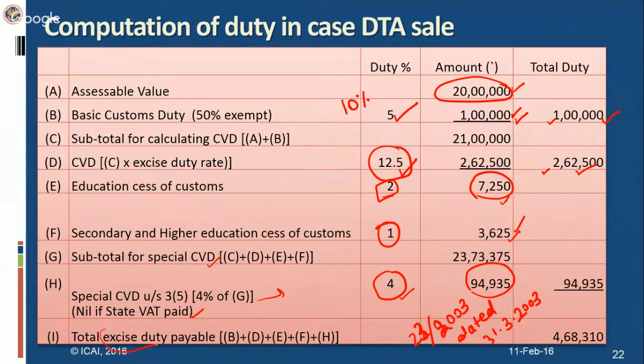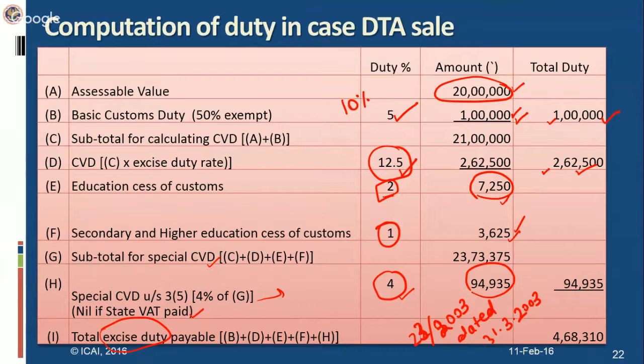Now, why we said that this is excise duty payable? This is not the customs duty. We have taken the customs duty, but actually the duty which we are paying is the excise duty, because we are selling it in India. These goods are being sold in India. So this is not an export. Only for value computation, we are taking the customs duty, but this is the total excise duty payable.